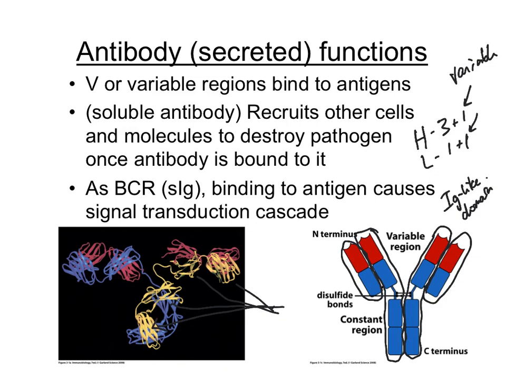Cleverly, the other regions are called constant regions, as I'm circling on the bottom right. So the heavy chains have 3 constant domains, and actually some antibodies have more. And each light chain only ever has 1 constant region and 1 variable region.